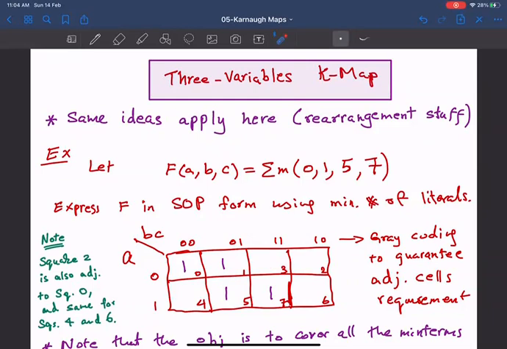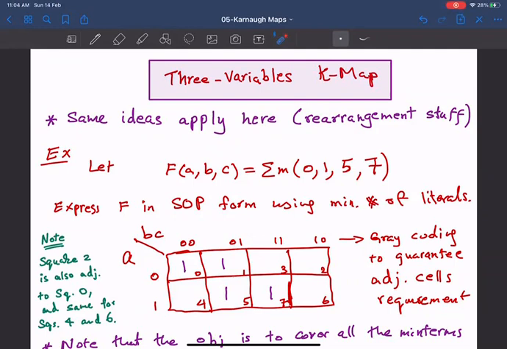For example, this cell here corresponds to pattern 0, 1, 1. And this cell here is 0, 1, 0. So the only change from here to here is that C goes from 1 to 0. A and B are the same. So that's why these two cells are adjacent.